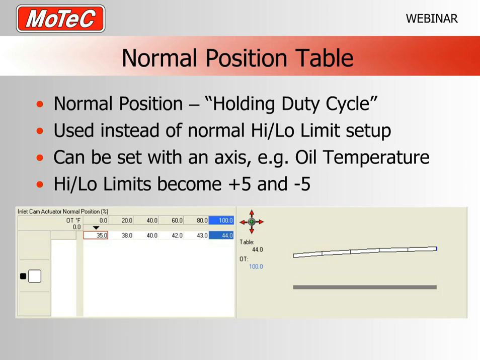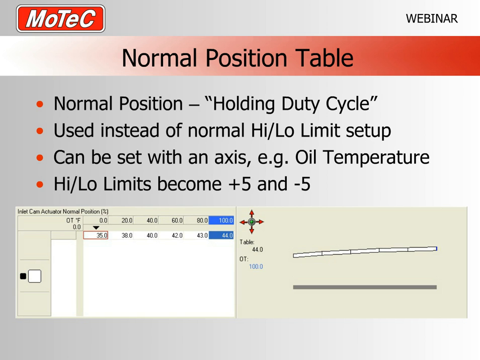The normal position table, we've kind of got two different ways of approaching this function. If we test for a holding duty cycle, and then we do the high-low limits, as I was saying before, that only gives us one holding duty cycle for the entire operating range of the engine. Now, for anyone that knows PID, that holding duty cycle is effectively a feed forward. If you have a look at my PID webinars, you'll get an explanation of what that is.